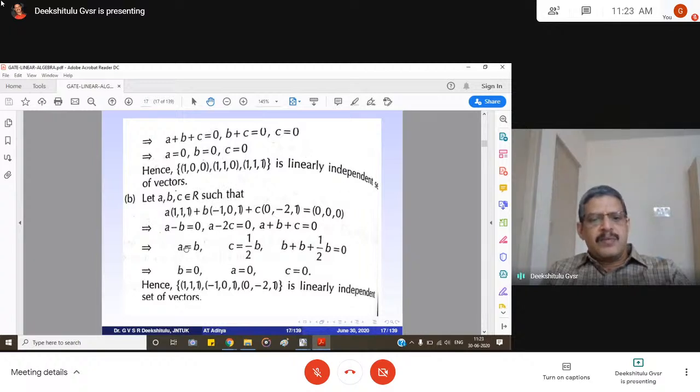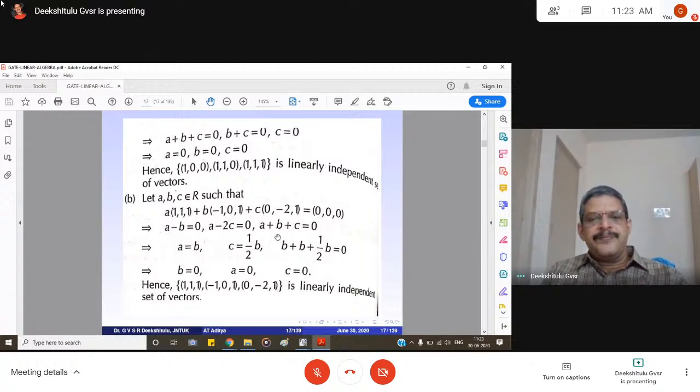So the second problem, again like this: a minus b is equal to 0, a minus 2c is equal to 0. The last element gives a plus b plus c is equal to 0. Because a minus b is 0, a is equal to b. A is equal to 2c. So b is equal to 2c. So a is equal to 2c, b is equal to 2c. So c becomes b by 2.